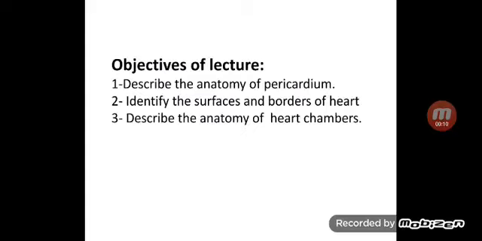Our objectives for this lecture are, first, to describe the anatomy of the pericardium, the parts and layers of the pericardium. Second, to identify the surfaces and borders of the heart, in addition to the chambers of the heart with their related valves.